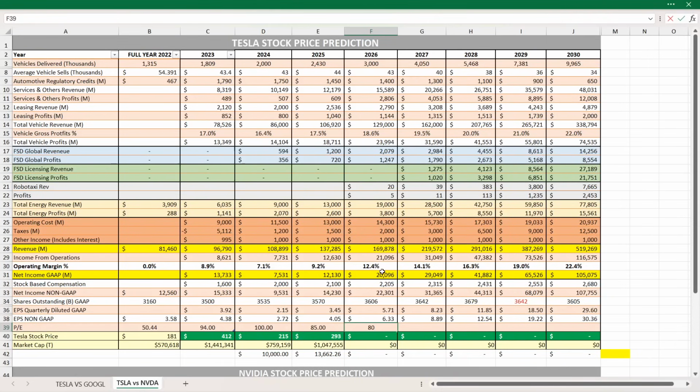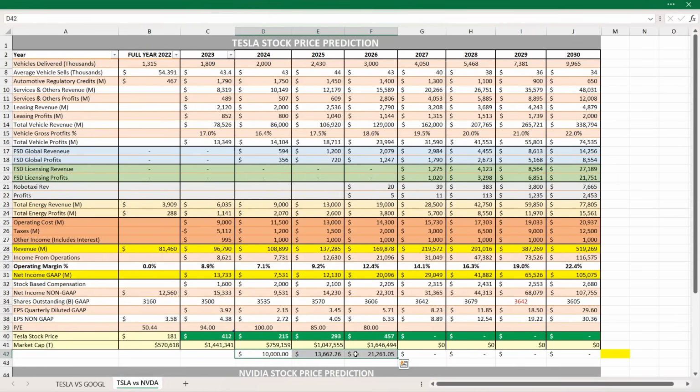An 80 PE will give it a stock price of 456 bucks and a market cap over 1.6 trillion. And that would be insane. That would be an all-time high for Tesla in 2026 or end of 2026. That will be insane. And what else is insane is your investment. It went from 10,000 to over 21,000, doubling more than your money in less than 2 years, or in 2 years' time, which is flipping insane.